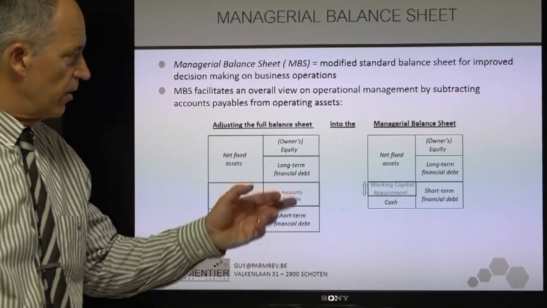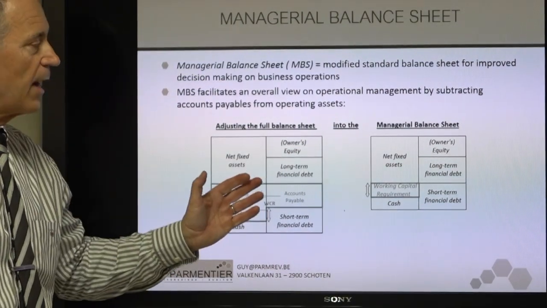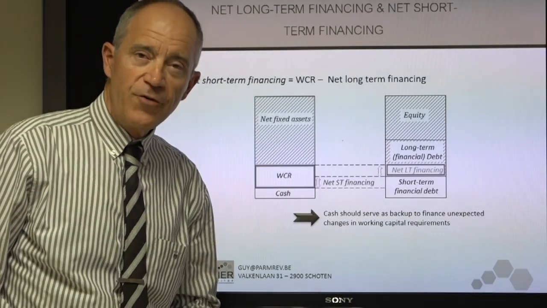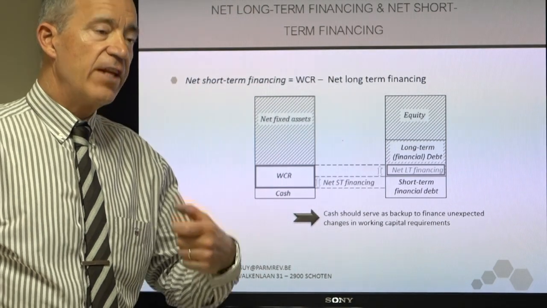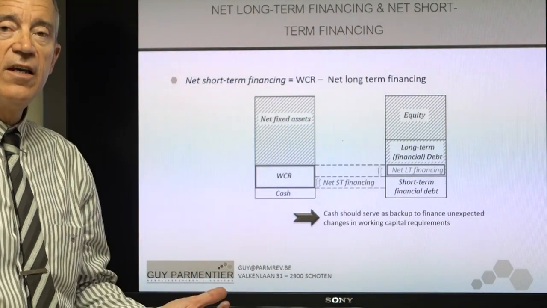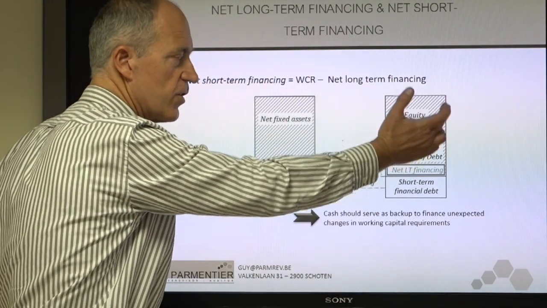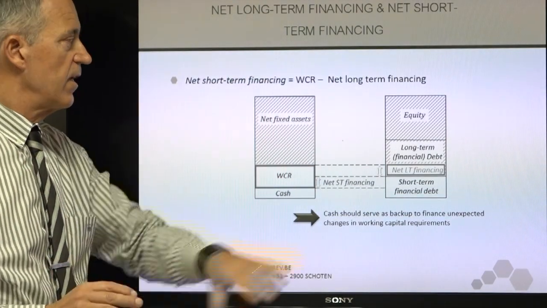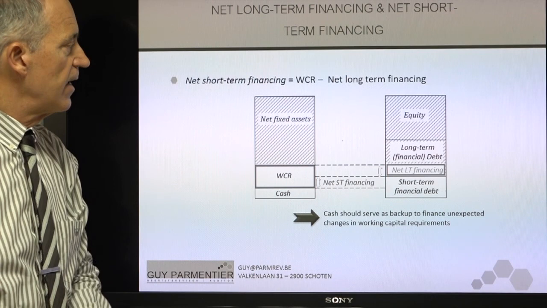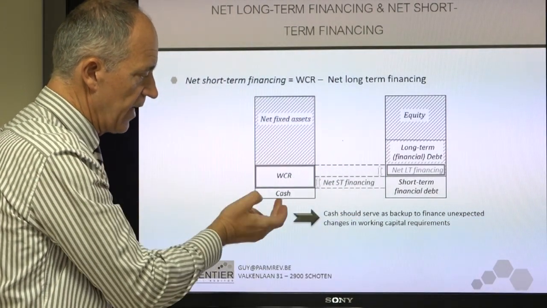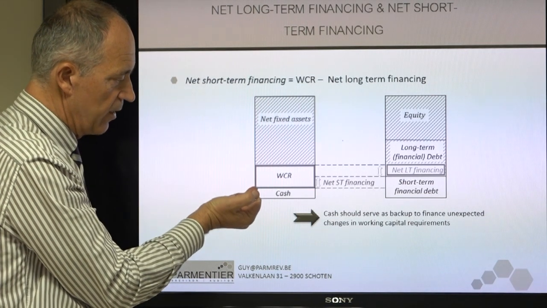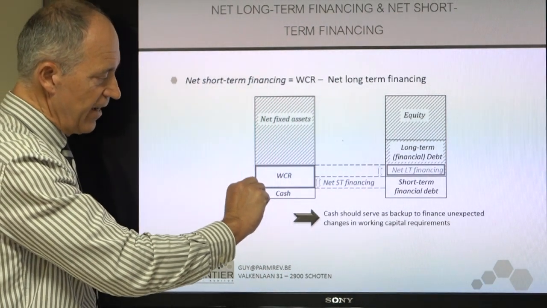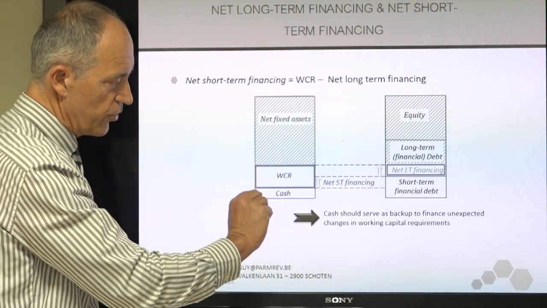Let's have a look. This is a normal balance sheet, and in the management balance sheet we will put the working capital requirement here. Now, to know whether working capital requirement is generating cash or is absorbing cash, it's very easy. Just do it this way. These are the sources of financing. Keep the sources of financing for the same amount in your presentation of the balance sheet, and then look at the fixed assets, the working capital requirement, and cash. When the working capital requirement decreases, it will create cash. And if the working capital requirement increases, it will consume cash.